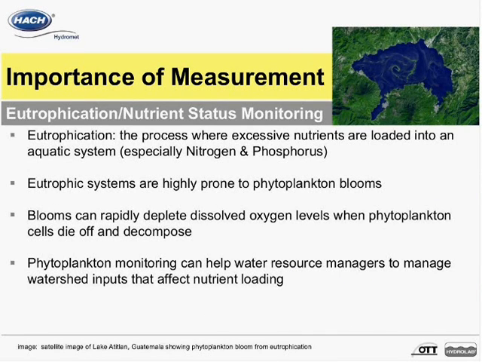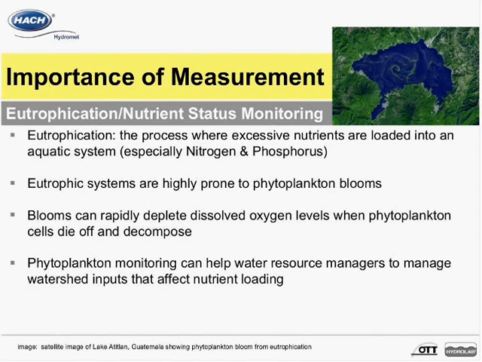Another reason why phytoplankton biomass is measured is to gain insights on the level of eutrophication, or nutrient status, within an aquatic system. Eutrophication is the process where nutrients such as nitrogen and phosphorus are loaded into an aquatic system, typically caused by watershed runoff inputs. A eutrophic system is one where excessive nutrients have been added, and these systems are highly prone to phytoplankton blooms.